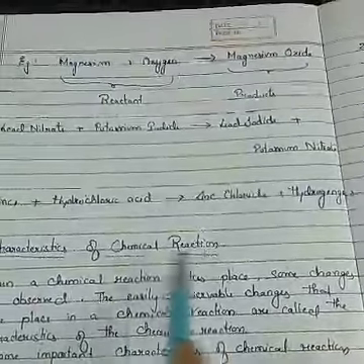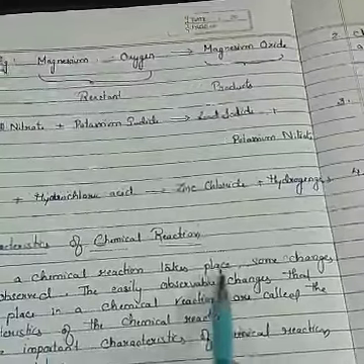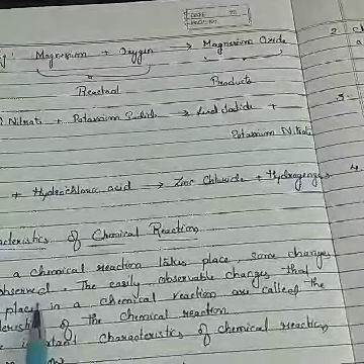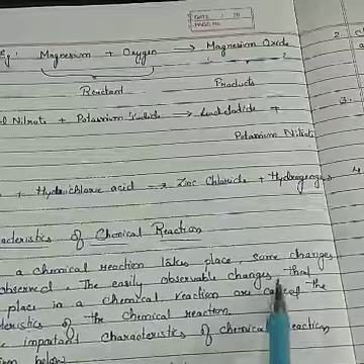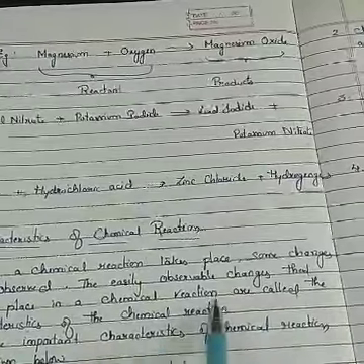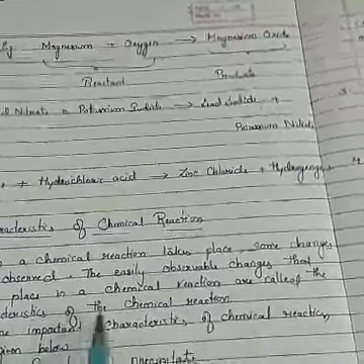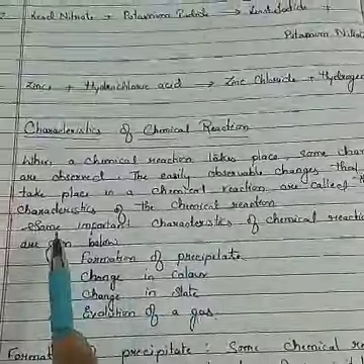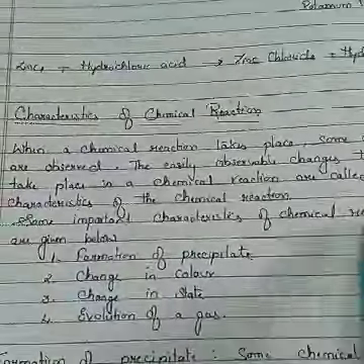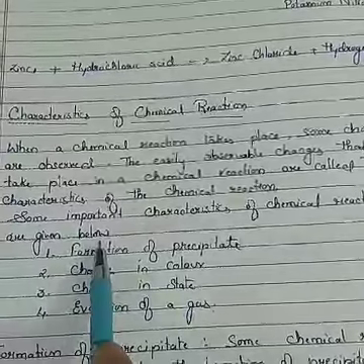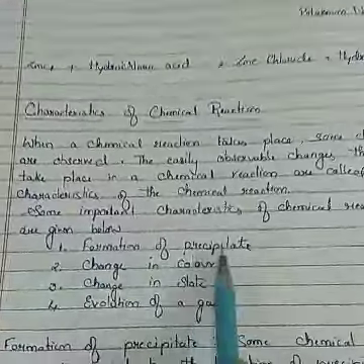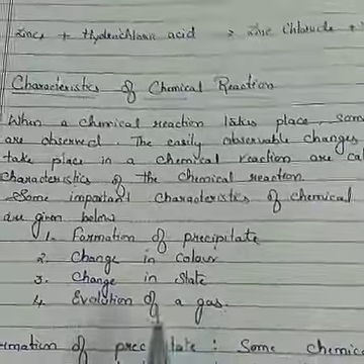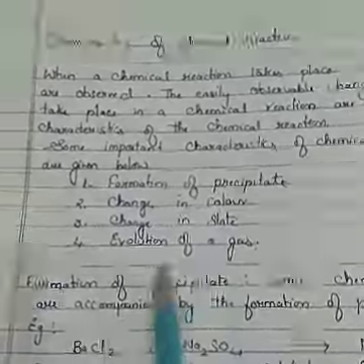Characteristics of a chemical reaction. When a chemical reaction takes place, some changes are observed. These easily observable changes that take place in a chemical reaction are called characteristics of a chemical reaction. Some important characteristics of chemical reactions are given below: formation of precipitate, change in color, change in state, evolution of gas.